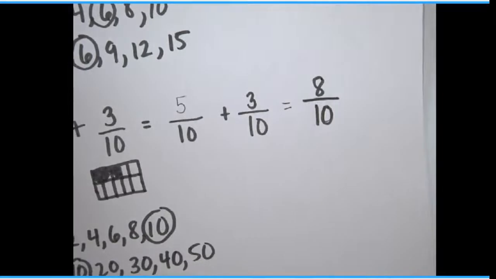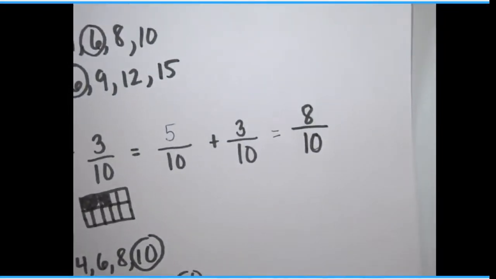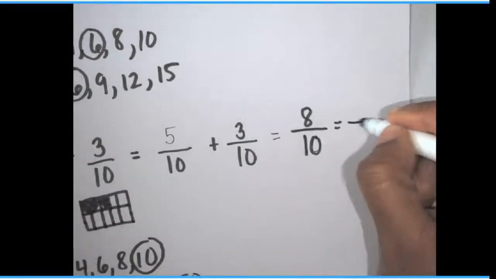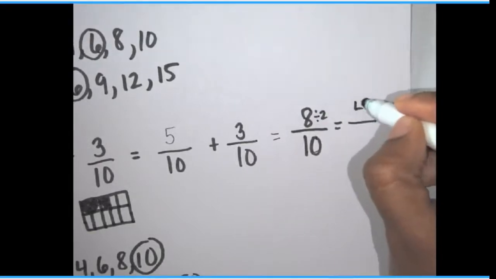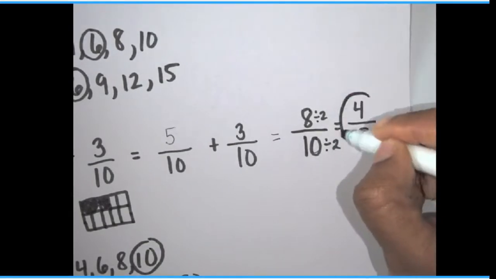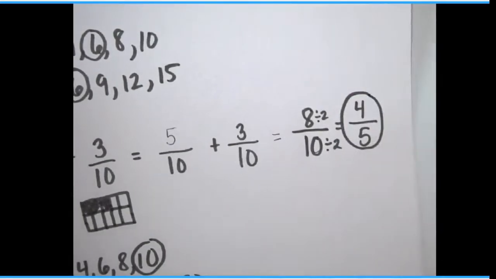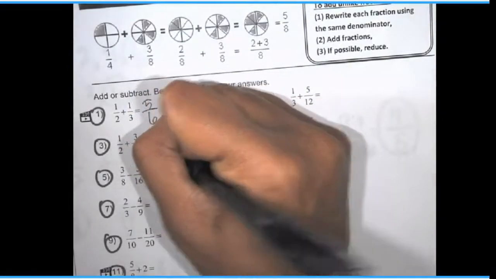But we're not done because we have to reduce and simplify all of our fractions. So these are both divisible by 2. So I'm going to divide this guy by 2. I would get 4. Divide this guy also by 2 and get 5. So the final answer for number 3 is going to be 4/5. Okay, so I come here. Number 3 is 4/5. All right, let's keep moving.